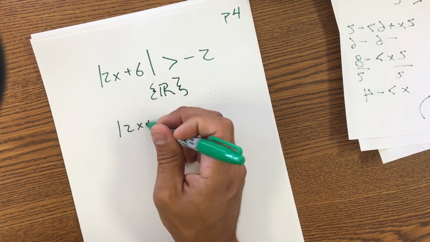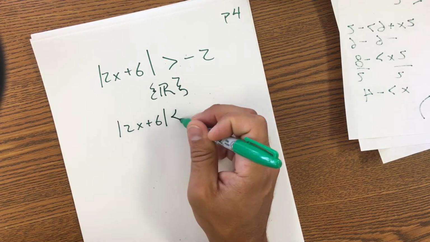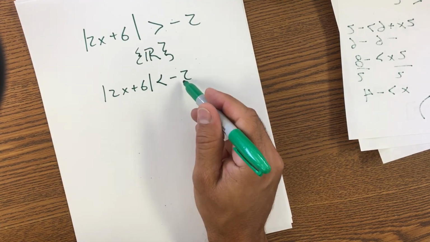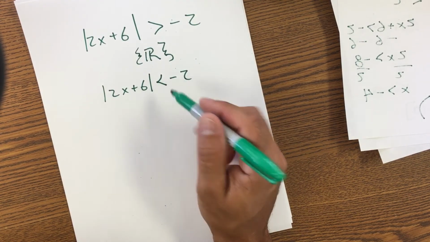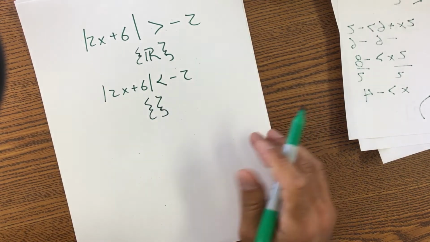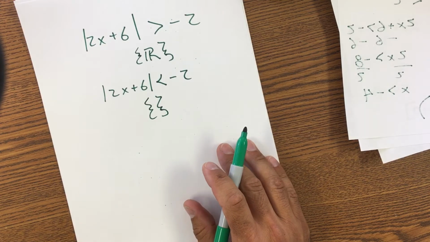If it tells me less than a negative, I can't even be a negative, so there's no way I could be less than a negative. So when that happens, it's going to be an empty set. So those are two special cases, okay?